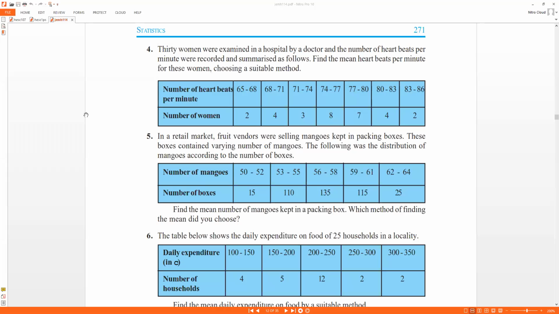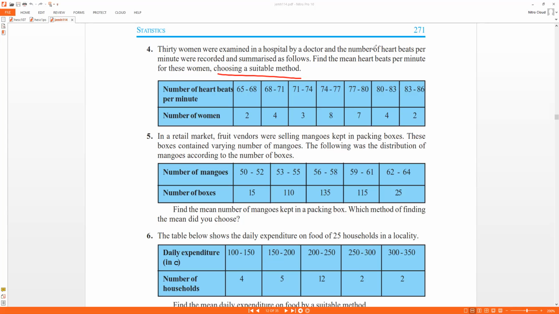Yes, sir. Correct. Okay. So now let's start with question number 4, in which 30 women were examined in the hospital by a doctor, and the number of heartbeats per minute were recorded and summarized as follows. And they are summarized as the class intervals. Find the mean heartbeats per minute for these women, choosing a suitable method. So they have asked us to choose the suitable method. So let us do it by assumed mean method, just to have more practice of it.